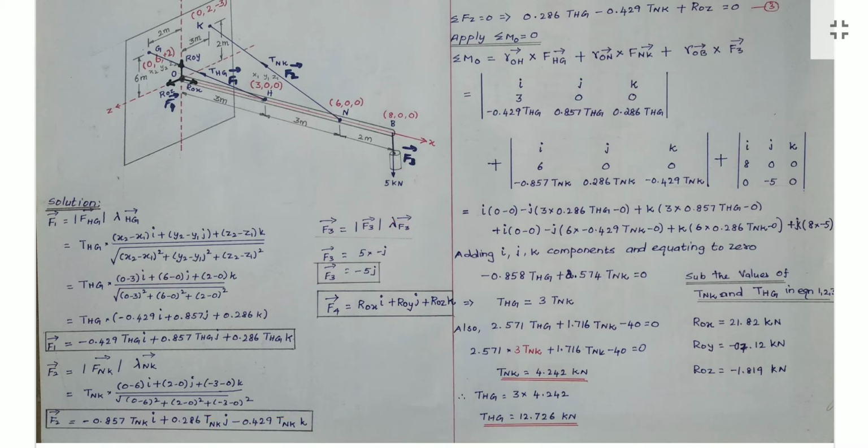Then see the force vector 3, right? F3 vector. This is a downward vector acting at the point B. It is parallel to which axis? Y axis and negative Y axis. So the lambda vector is minus J only. So modulus is 5 kN given in the question. But the unit vector, it is parallel to the negative Y axis, so only minus J is there. So minus 5J component will be there. Then F4 vector means this reaction vector. It has ROX component, I component, J component and K component. So here we have 4 forces, 4 vectors.